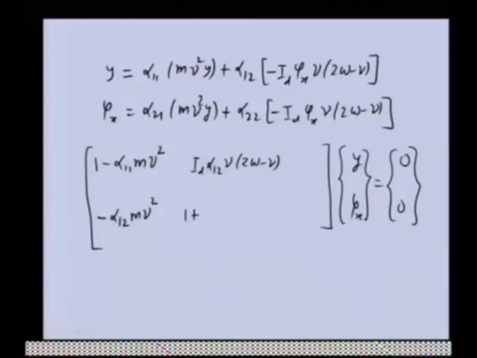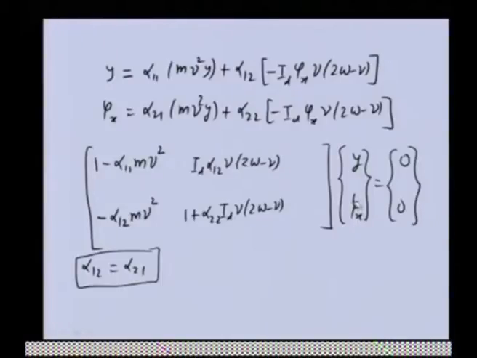1 plus alpha 2 2, id nu 2 omega minus nu. So, here I have kept alpha 1 2 equal to alpha 2 1, because they are symmetric and they are equal. So, this is a homogeneous equation. One solution could be when both the displacements are 0, but that is a trivial solution.